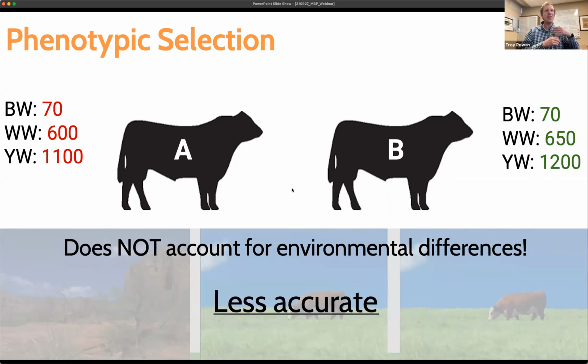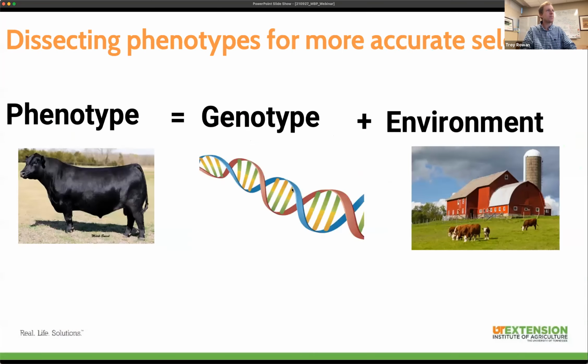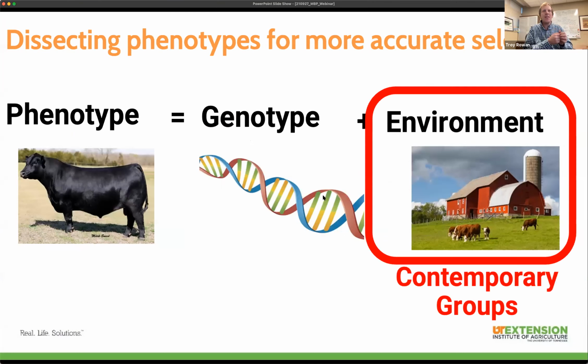And that means that the selection that we're doing is always going to be less accurate than with a genetic prediction of some sort. And so the way that we want to do selection, right, is we want to pull out that environmental variation, the things that an animal can't pass down to their offspring. And we do that in the form of contemporary groups.